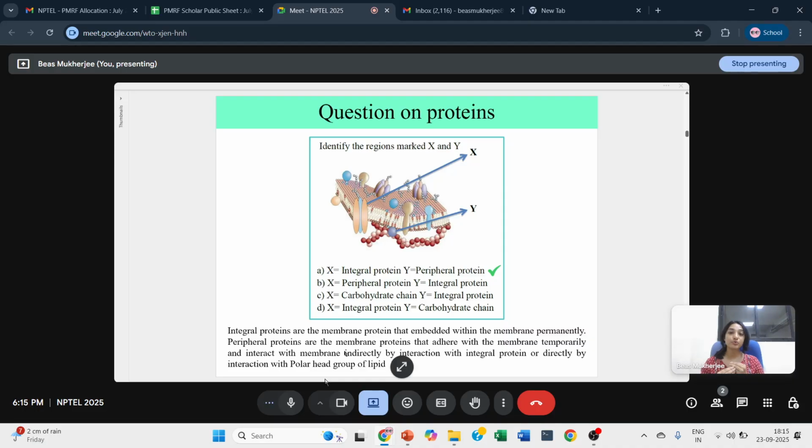Integral proteins are membrane proteins that are embedded within the membrane permanently. Peripheral proteins are the membrane proteins that adhere to the membrane temporarily and interact with the membrane indirectly by interaction with the integral protein or directly by interaction with the polar head group of lipid.